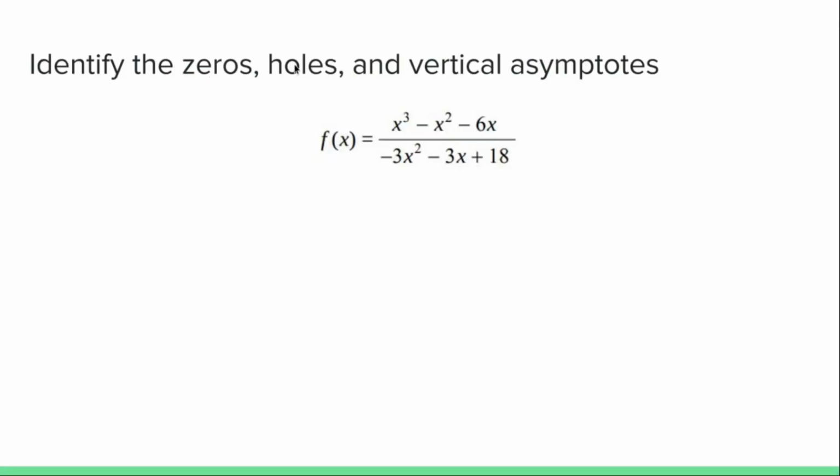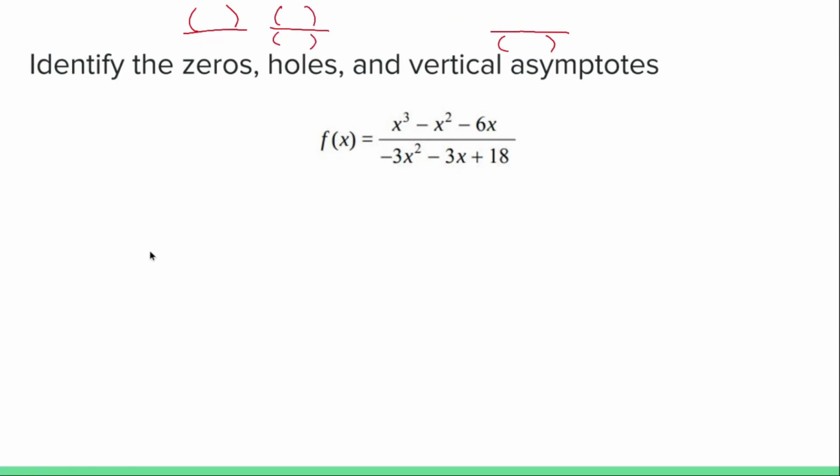Identify the zeros, holes, and vertical asymptotes. Well, if you're given a rational function, you're probably going to have to factor stuff out. A zero exists when you have a unique factor in the numerator that's nothing like the denominator. A vertical asymptote exists if you have a unique factor in the denominator that's nothing like the numerator. And a hole exists if you have the same thing in the numerator that you have in the denominator.